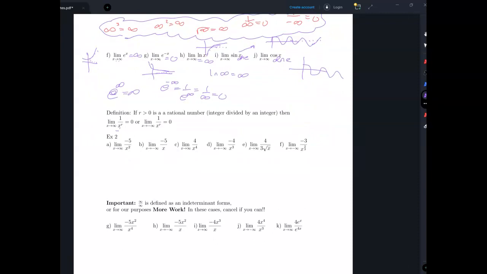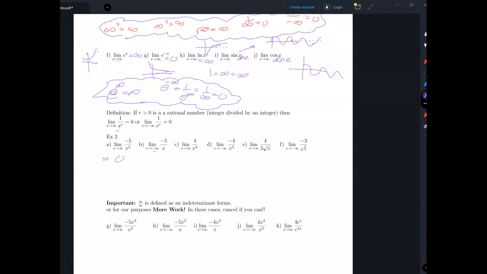So we've already seen a little bit of this. 1 over infinity is 0. So let's just play with these with positive and negative infinity. So again, you're not going to write this. You're only thinking that. So this is saying negative 5 over infinity squared, which is negative 5 over infinity. And so that's going to be 0.